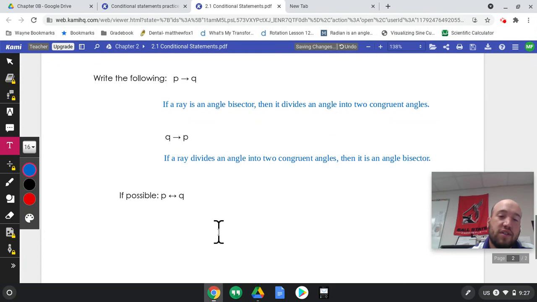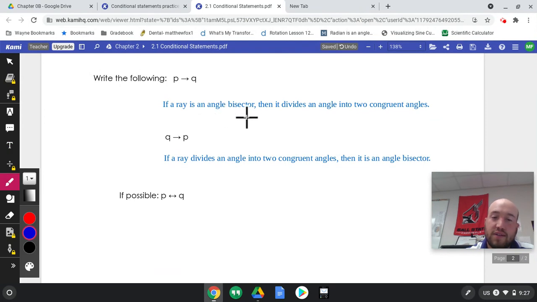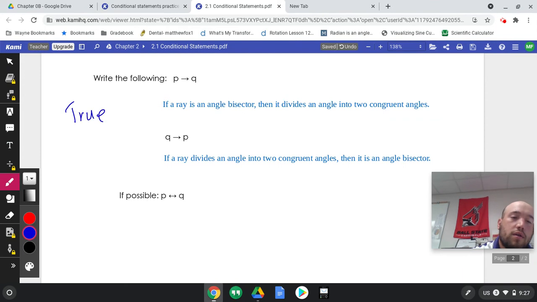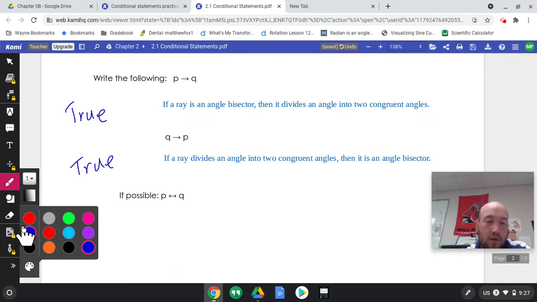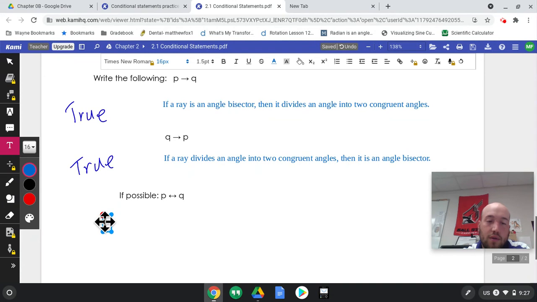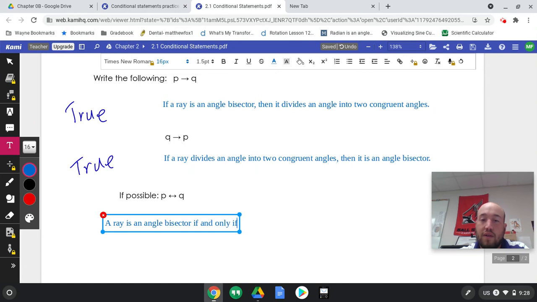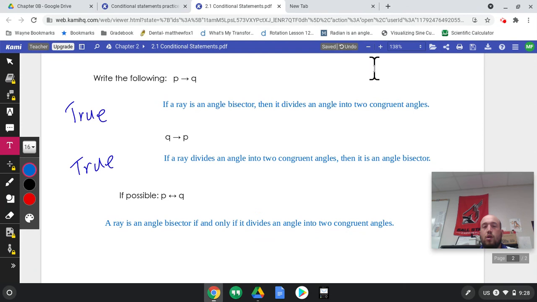Now we need to decide, are these true statements? So if a ray is an angle bisector, it divides an angle into two congruent angles, that is true. Likewise, if a ray divides an angle into two congruent angles, it's an angle bisector. They're both true, so we can write our biconditional statement now. So the final thing we're going to do: a ray is an angle bisector if and only if it divides an angle into two congruent angles. And we're done.